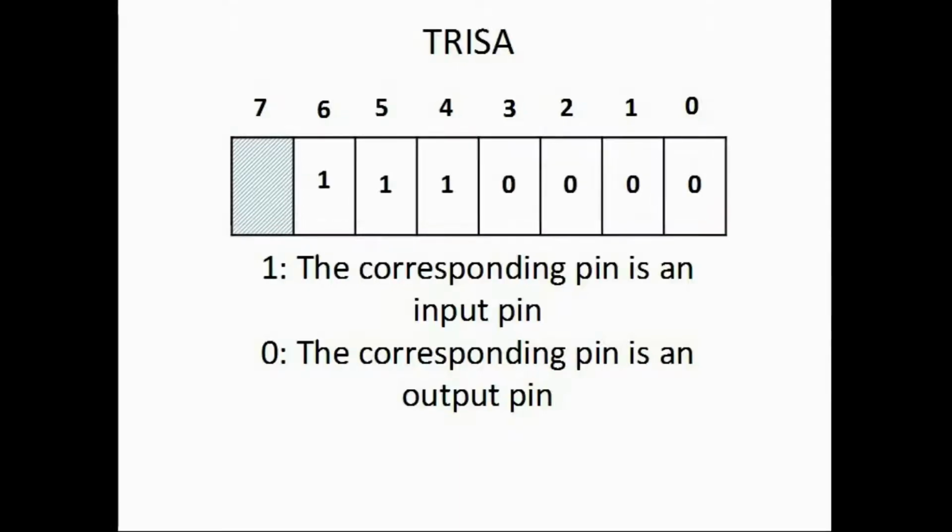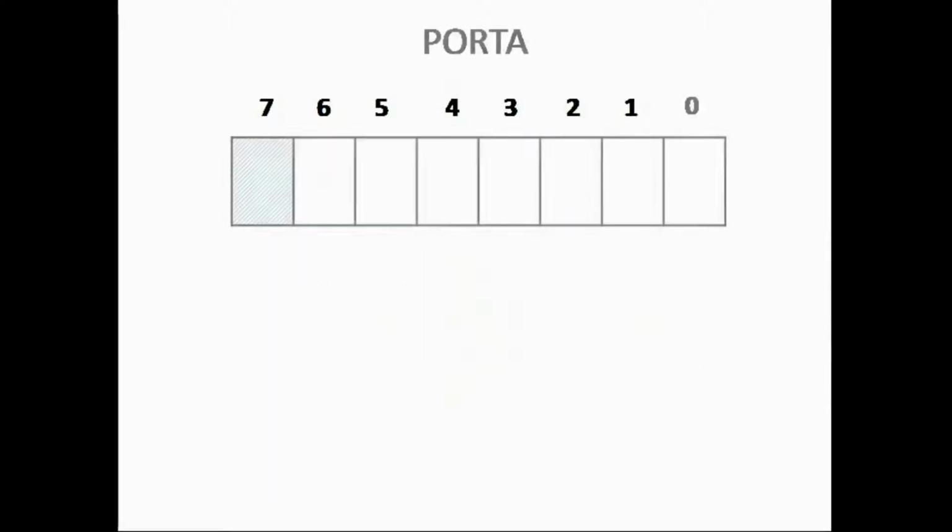So if we fill up TRISA like this, the bit in position 0 is set to 0, so RA0 will be an output pin. Same for RA1, RA2, and RA3, they are going to be output pins, but RA4 is an input pin, since the bit in position 4 is set to 1. Same goes for RA5 and RA6. Don't forget that RA7 doesn't exist, so writing to the 7th bit has no effect.